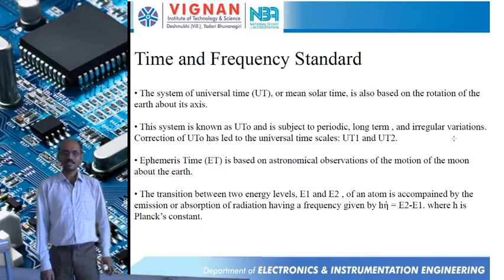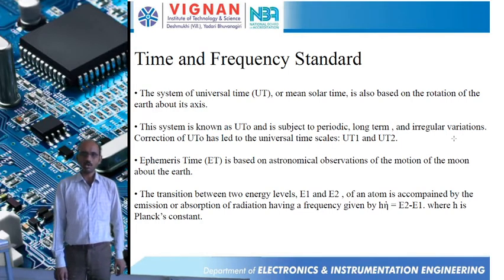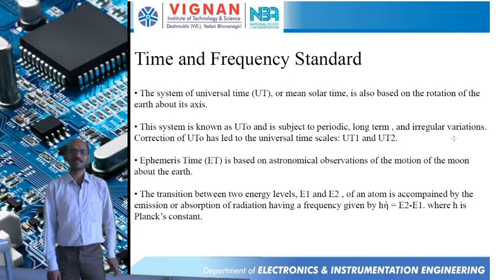So here the position of the sun keeps changing. According to the position of the sun, they determined the time. So how does the position of the sun change? According to the solar system, the earth moves on its own axis around the sun.